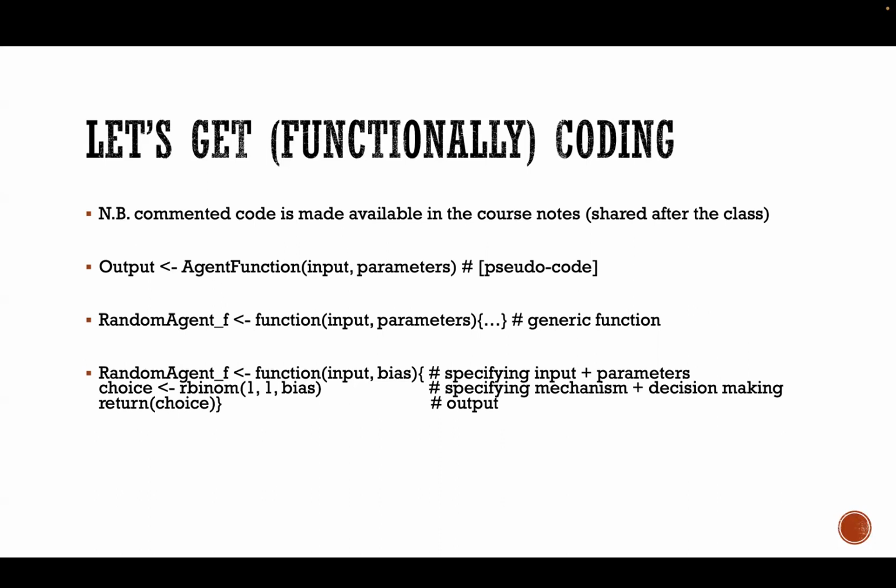So the only thing that we need to do to have a choice is to sample from a binomial distribution, rbinom, one time, right? Only one choice, because binomials can be how many times out of 10 trials, according to a given bias. And then return that choice. I know it's very basic for some of you. We're going slow.